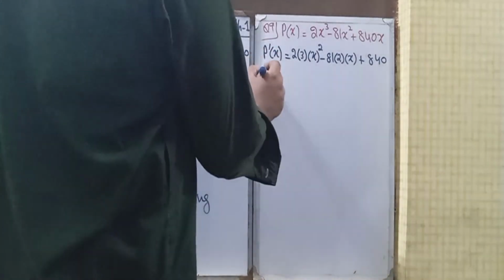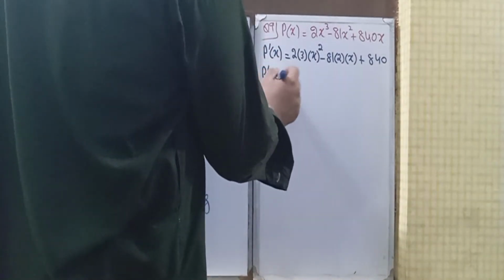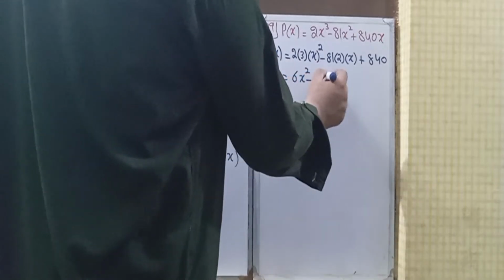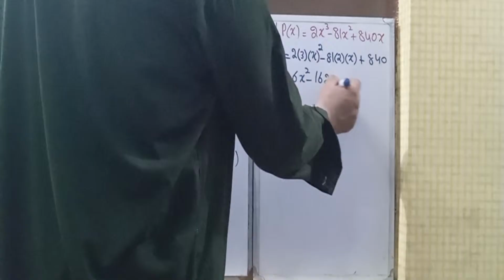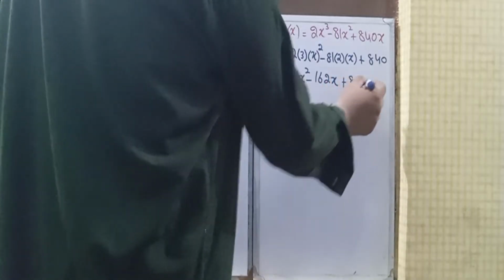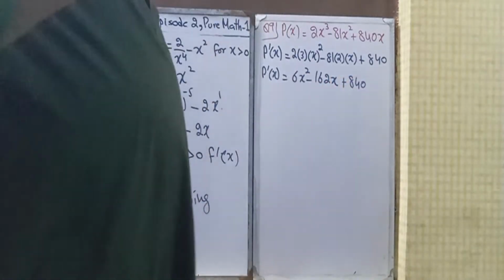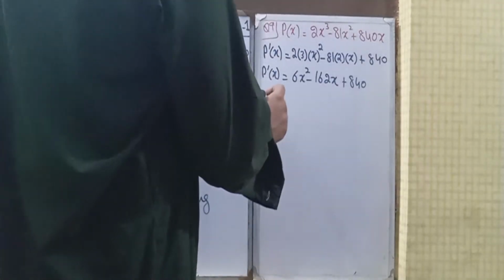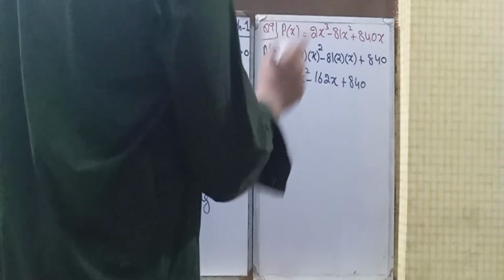So we will further simplify this derivative. Okay, so this becomes 6x squared minus 2 1s are 2, 2 8s are 16, so minus 162x plus 840. So for the profit to be decreasing, this function needs to be decreasing. The derivative must be negative.